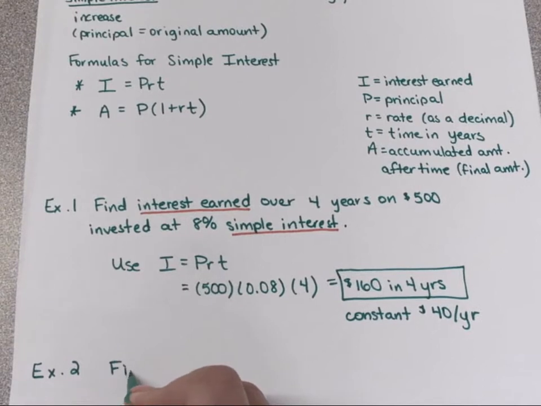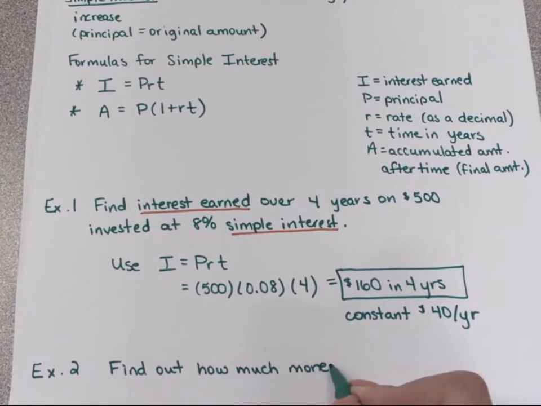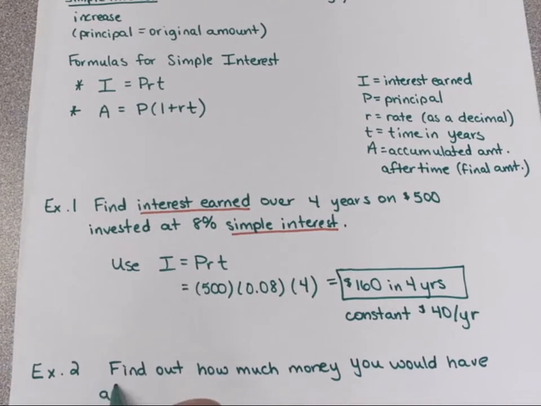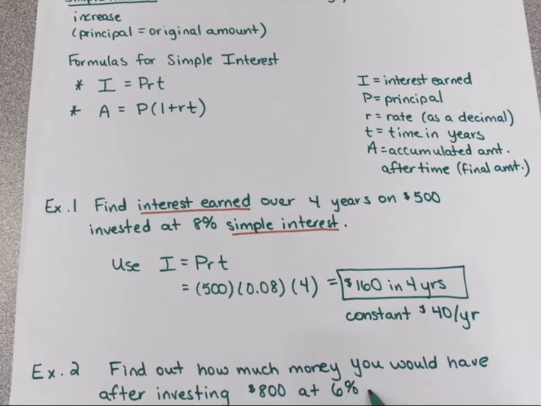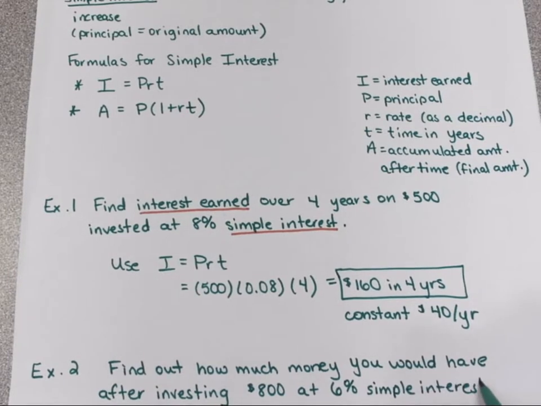All right, so let's look at maybe another one. So find out how much money you would have after investing $800 at 6% simple interest for 1 year and 9 months.